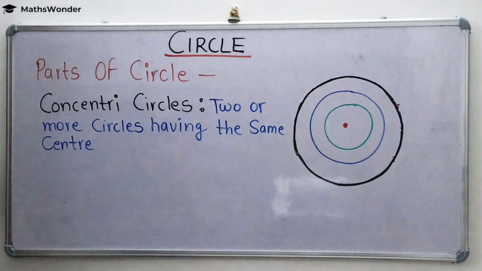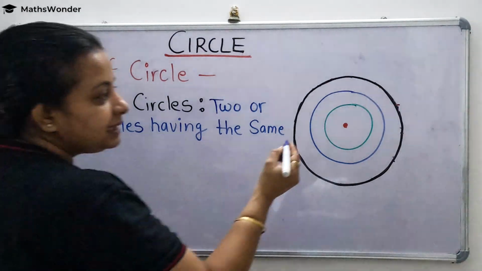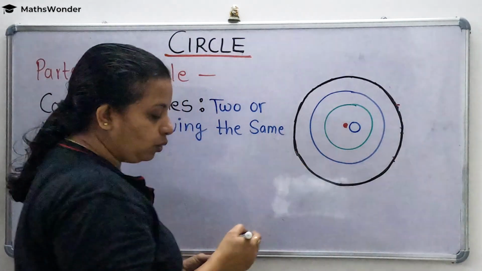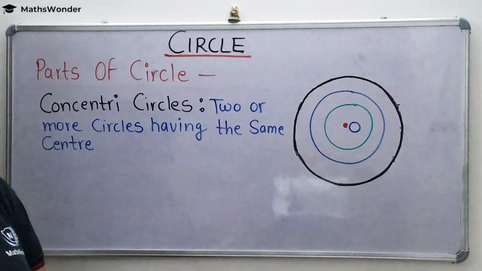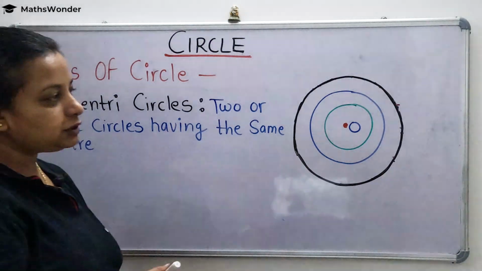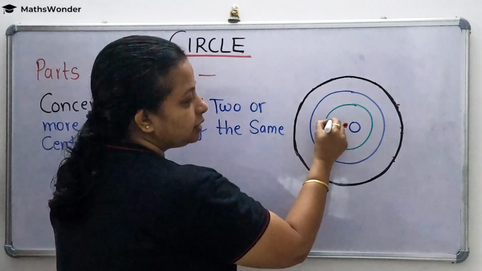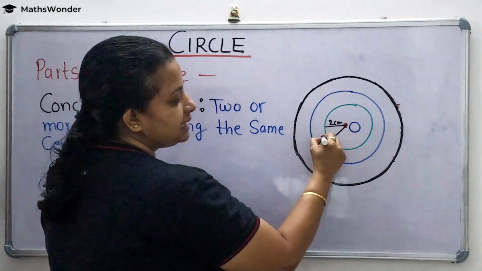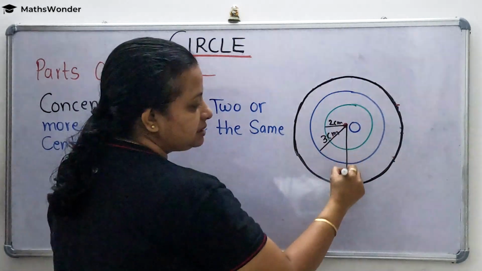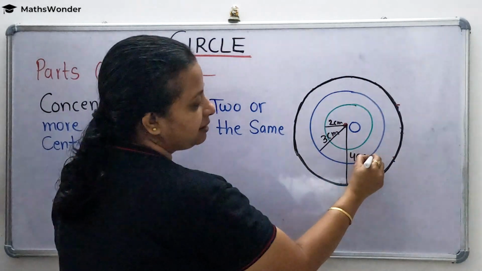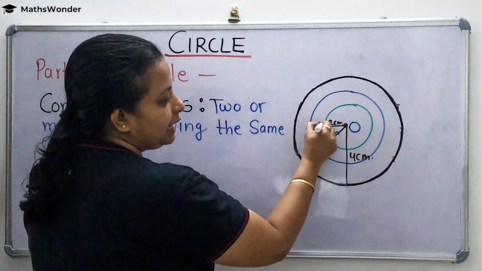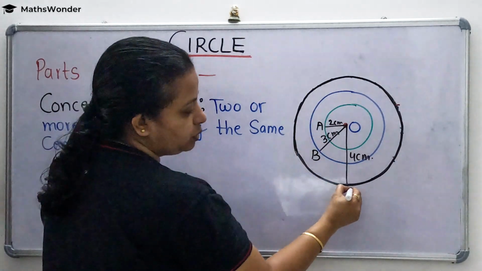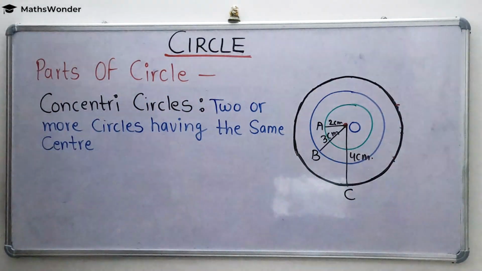Having the same center. Same center means this is the center O, but the circles have different radii. Suppose the first circle is 2 centimeters, the other circle is 3 centimeters, and the other circle is 4 centimeters. This is OA, OB, OC. But the center of the circle is the same for all the circles.